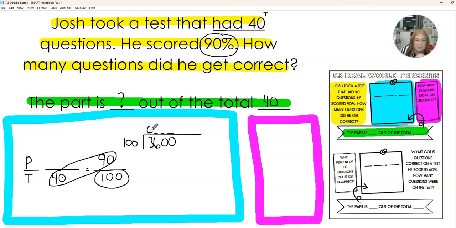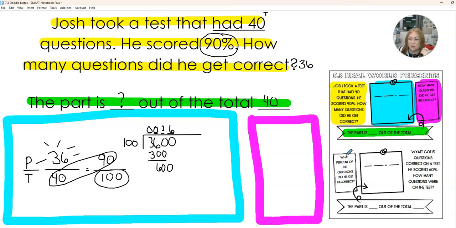So 100 can't go into 3. It can't go into 36, but it can go into 360 3 times, which is 300. 100, 200, 300. 60 left over. Bring down the 0. 100 goes into 600 6 times. So our answer is 36. He got 36 questions correct.